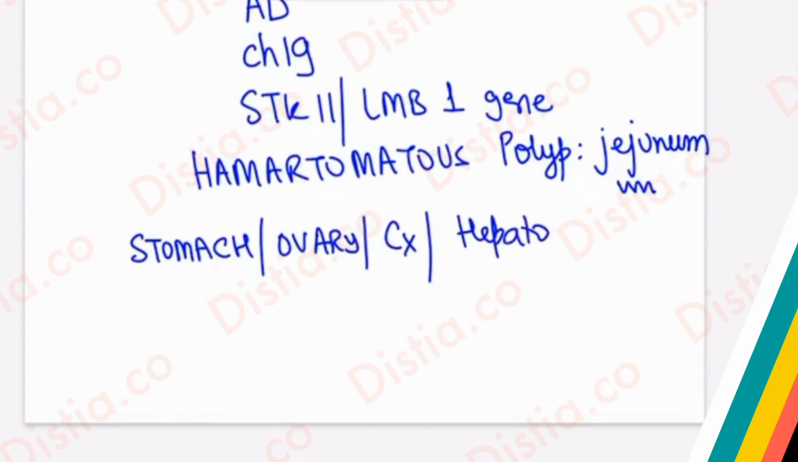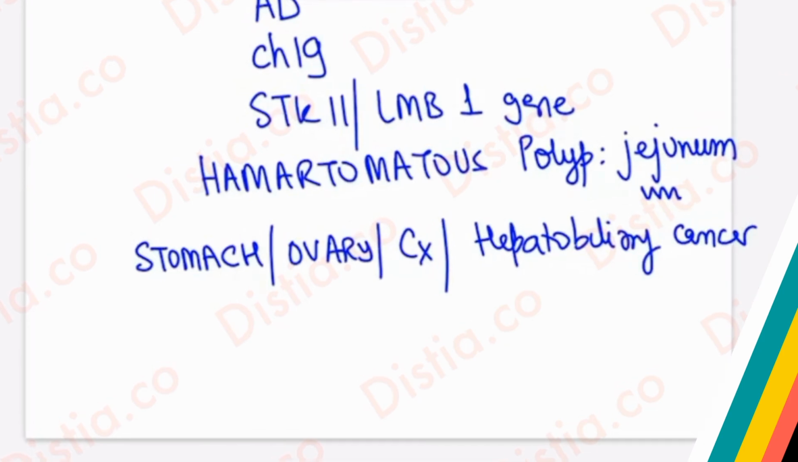He might mention cervical cancer. He might mention hepatobiliary cancer. So the point about this particular condition is, listen to this fact again, I'm highlighting very carefully, that the polyp in the jejunum will not turn malignant. The polyp in the duodenum may not turn malignant. The cancers might develop at some extra small intestinal sites.